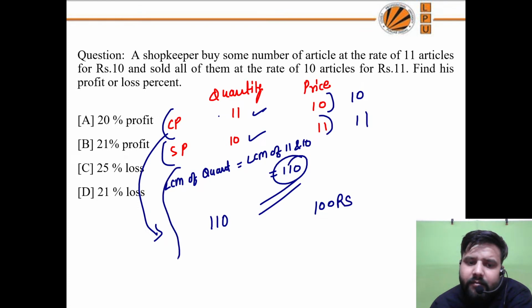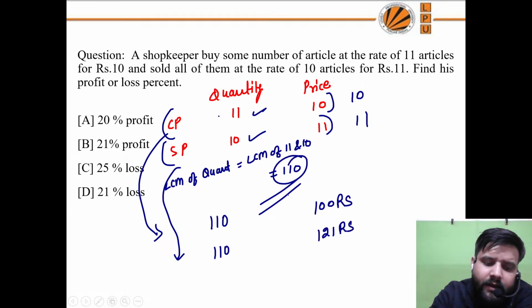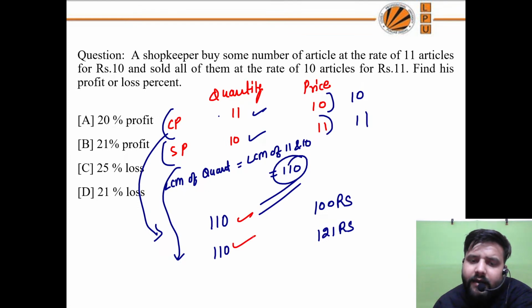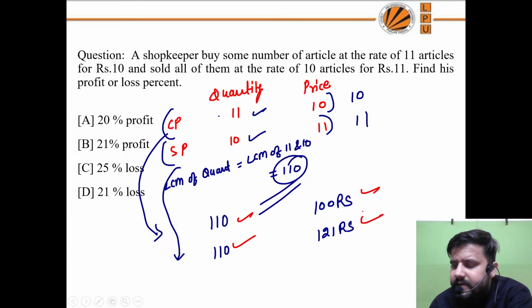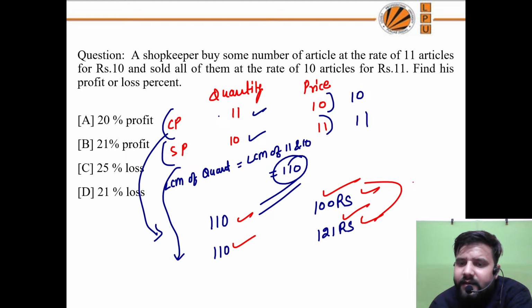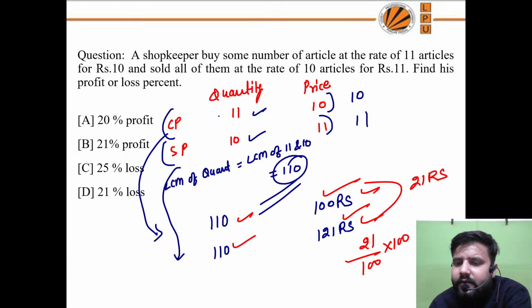And this one will become 110 quantity in 121 rupees. Now when your quantity becomes equal, the question comes only to price, and you know how to deal with price. This is your CP for the same number of articles and this is your SP for the same number of articles. So there is a profit of 21 rupees. And the profit percentage is 21 divided by 100 into 100, which is 21% only. That is the answer for this question.